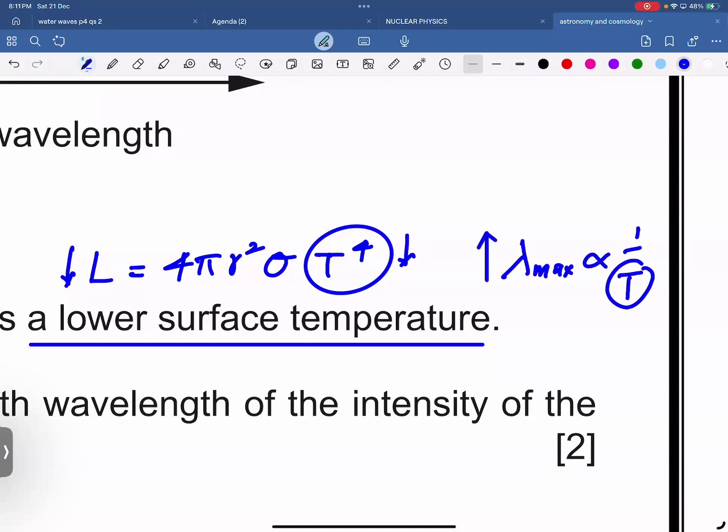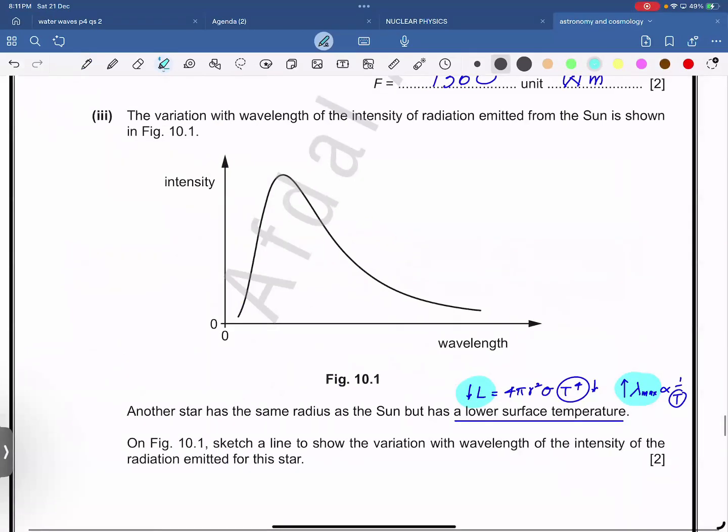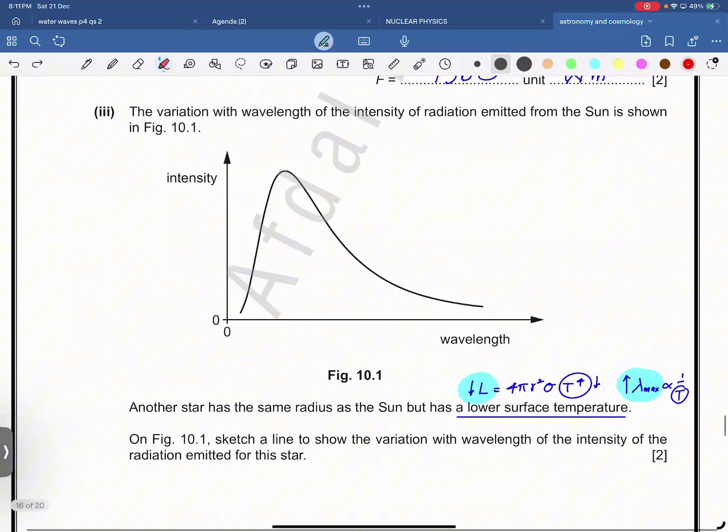So two changes you will see, my dear. One change will be the luminosity will be less. Other will be the peak wavelength will be more. So if this peak is here at this point, this is the peak for the sun.